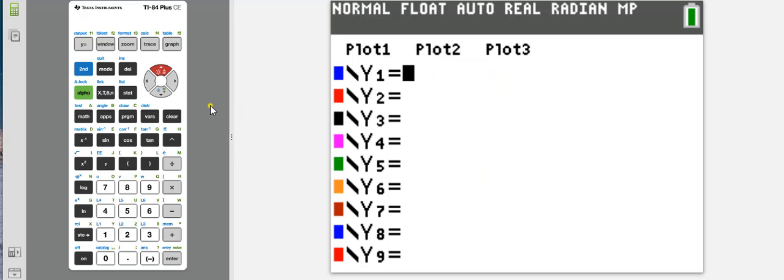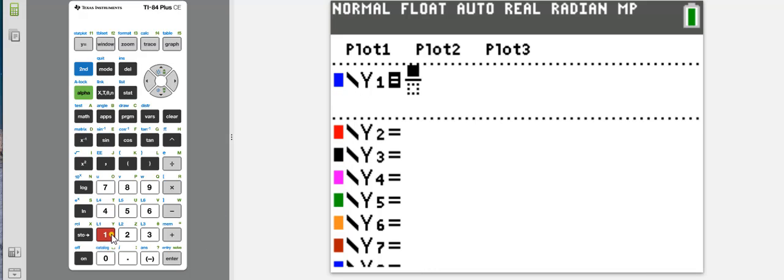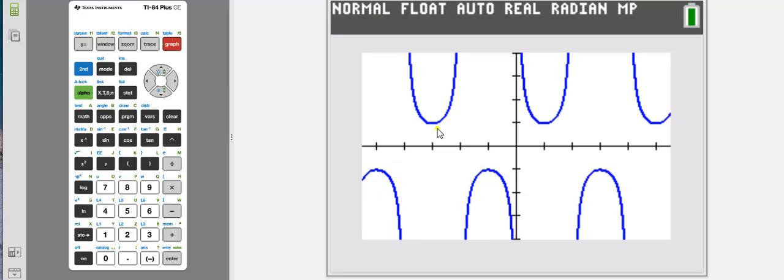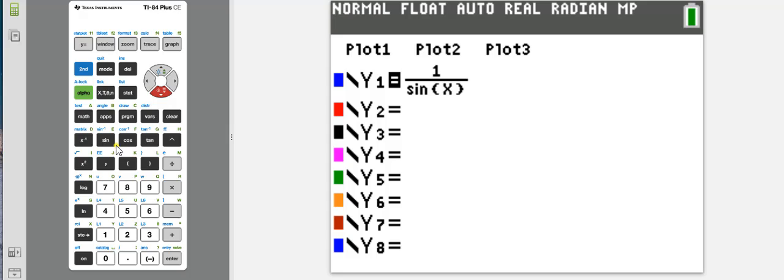Now let's see the graph of cosecant x. So again, let's make it into a fraction. Alpha y equals, choose number 1 for fraction. So 1 over sine x. Let's graph it. Again, it looks very similar to secant x, but be careful, it's not exactly the same. Now, let's graph sine x and see how sine x is related to cosecant x.